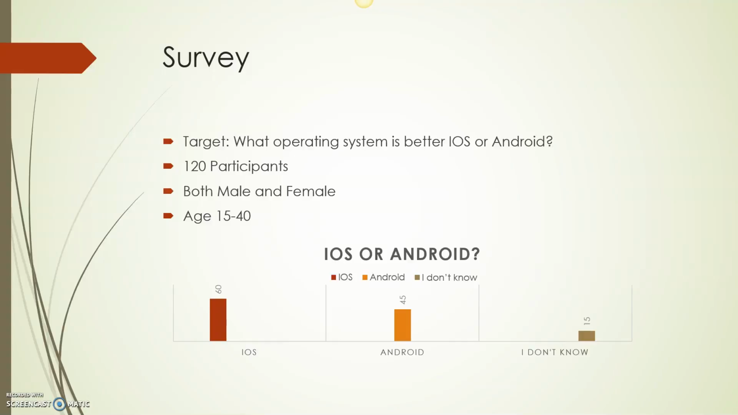As we can see from the chart below, it shows iOS or Android. We end up with a result of 60 people voting that iOS was much better than Android, or they believe so, and 45 people went with Android, and the other 15 people were just like, we don't know.